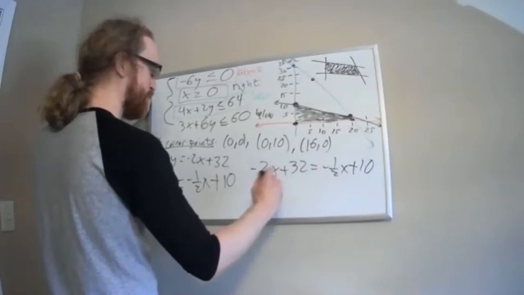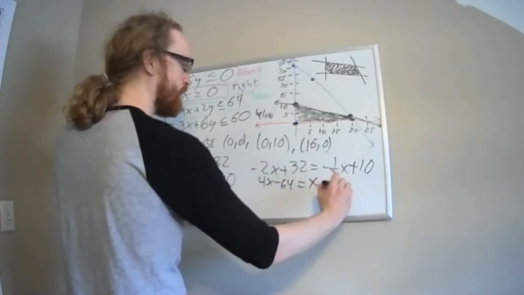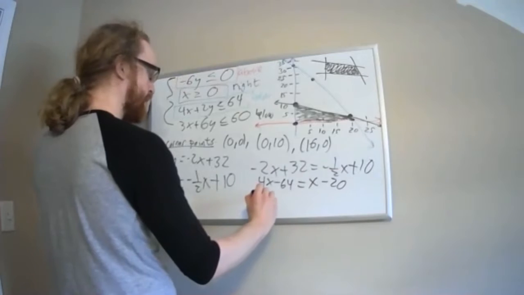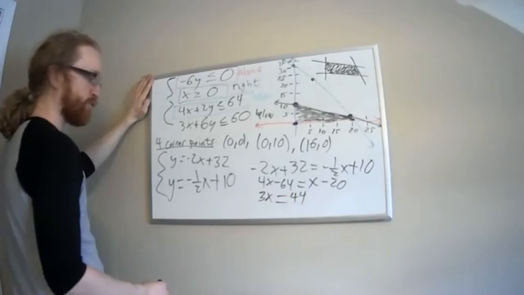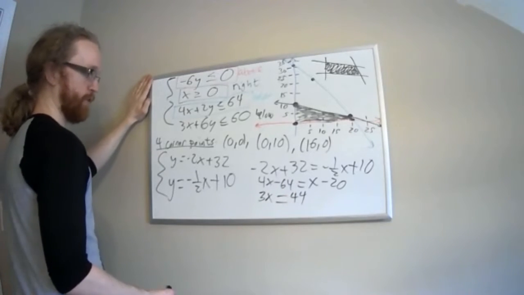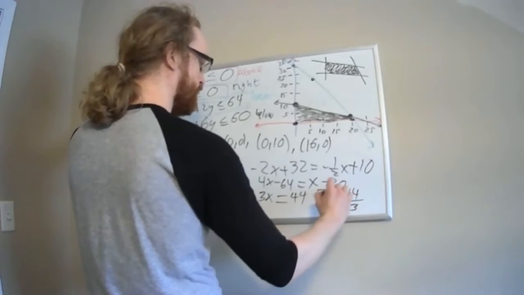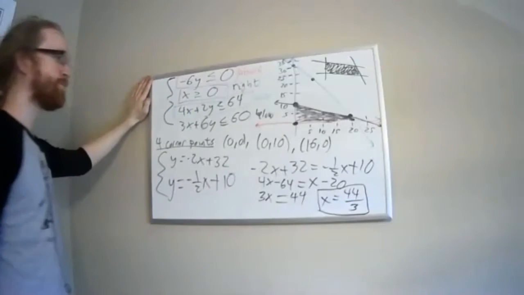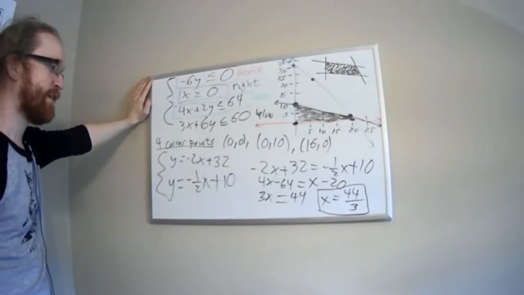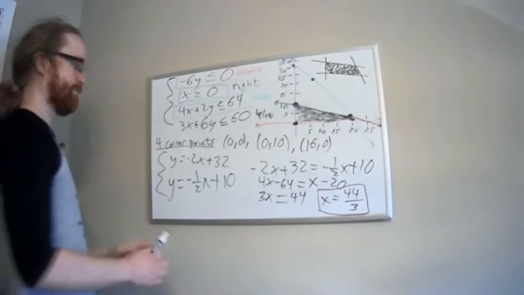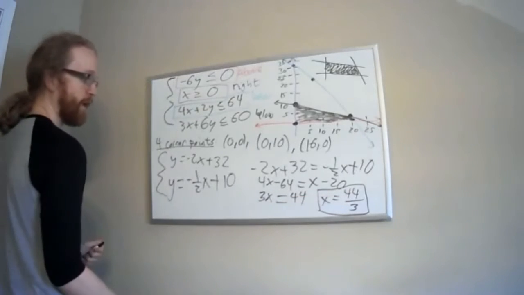Maybe I'd multiply both sides by negative 2: 4x minus 64 equals x minus 20, and then subtract x from both sides, and maybe add 64 to both sides. And I think we get 3x equals 44, in which case x is 44 divided by 3, which is some number between 10 and 15. This will not reduce any further, so we'll just write it that way.